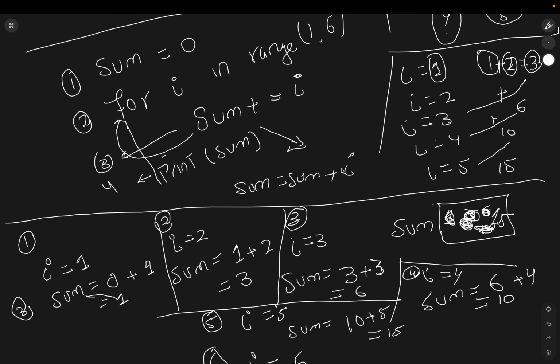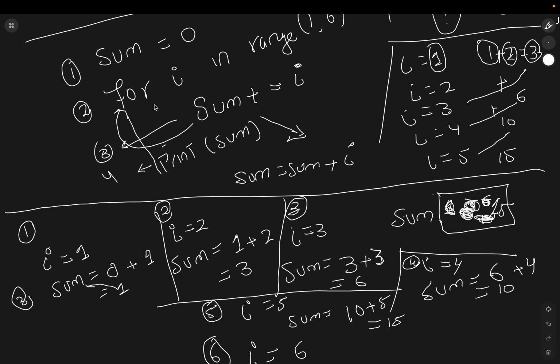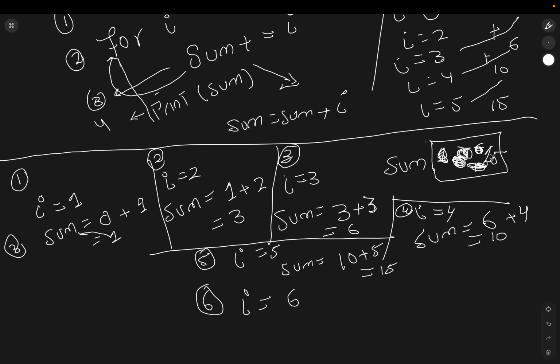Now is 6 less than 6? No, condition false. So what we're doing, you'll be stopping here. Once you stop here, will you go inside the for loop? No. So where will you go? You will go to line number 4, and line number 4 is saying print sum. Whatever is present in the sum, print that. That means the result that we'll be getting here is 15 as output.